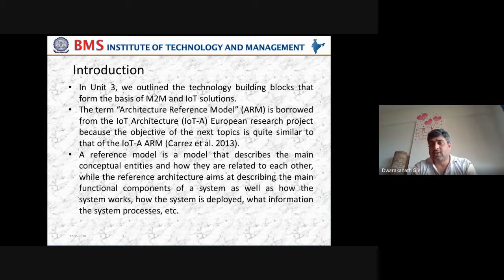While the reference architecture aims at describing the main functional components of a system as well as how the system works, the main agenda of this reference model is like this. We think about what the main functional components present in this particular project are. That means I am doing my project to solve one particular problem and achieve a particular goal. To achieve it, what are the main functional components I should solve for? For example, air pollution monitoring.